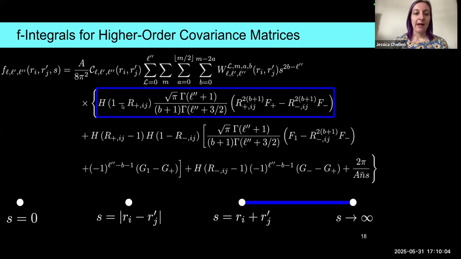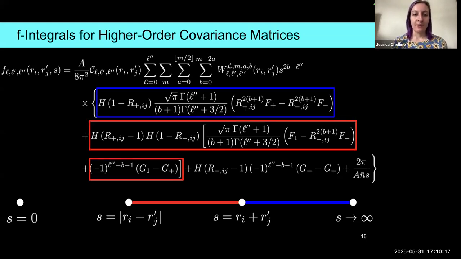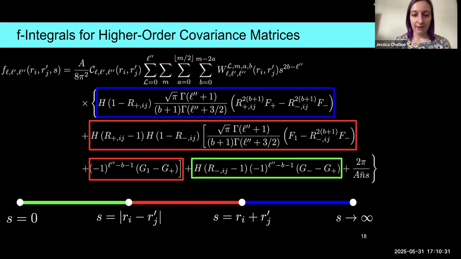So first, we have a Heaviside of 1 minus r plus. This term only contributes if the separation s is greater than the sum of the side lengths in the unprimed and primed shapes. Our next term in red here is a product of two Heaviside functions. This term only contributes in the region where s is between the sum and the magnitude of the difference of r and r prime. And then finally, our Heaviside of r minus minus 1 contributes when the separation s is less than the magnitude of the difference between r and r prime.